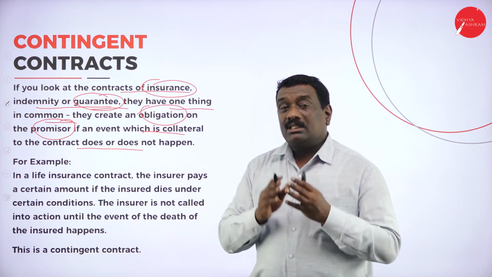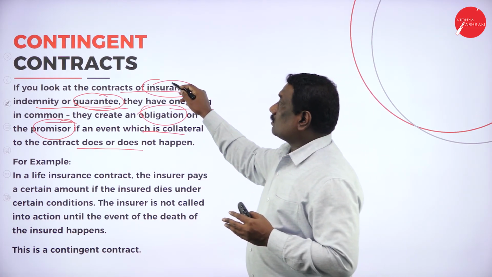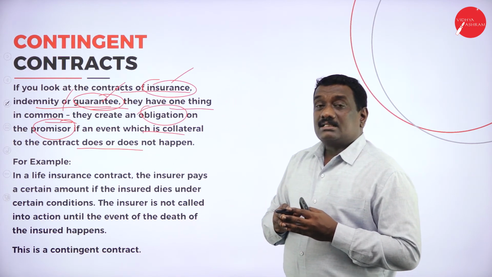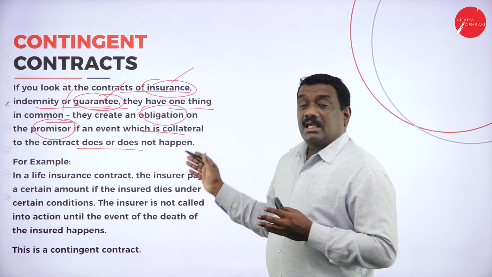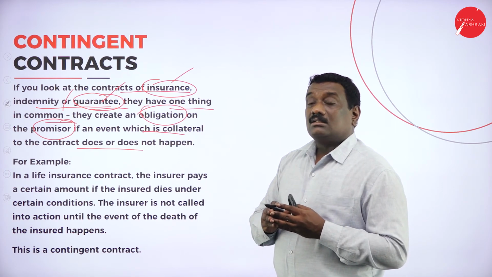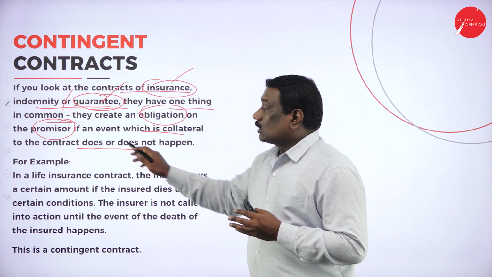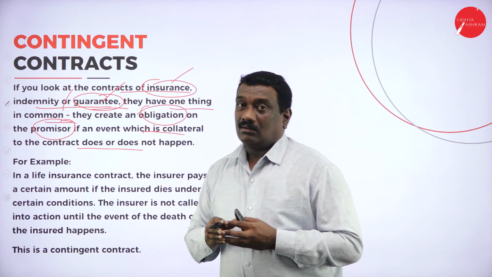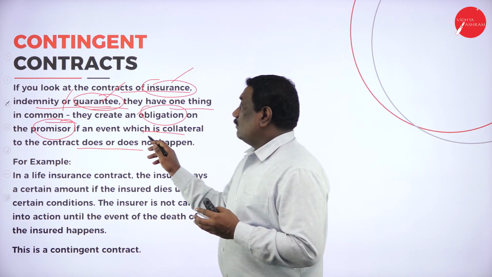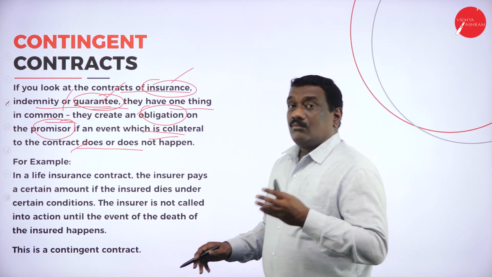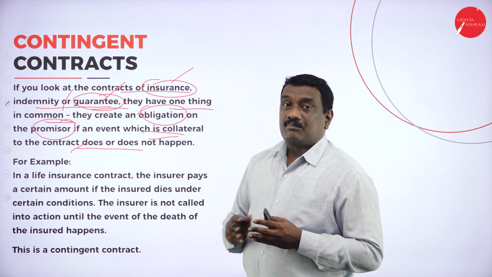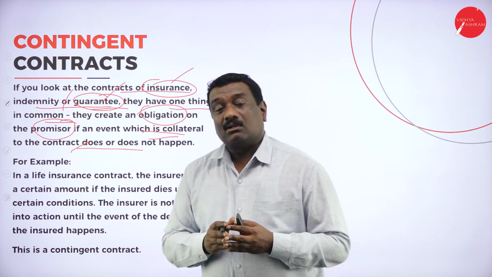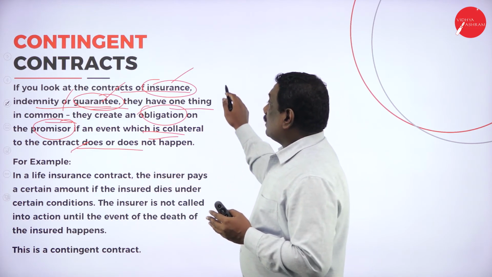So the common thing in all these three contracts, the contract of insurance, the contract of indemnity and the contract of guarantee, is that there is an obligation on the part of the promisor to perform on the happening or not happening of that particular event, which is collateral to the contract. So only if it happens, or if it doesn't happen also, they are going to come into a contract.